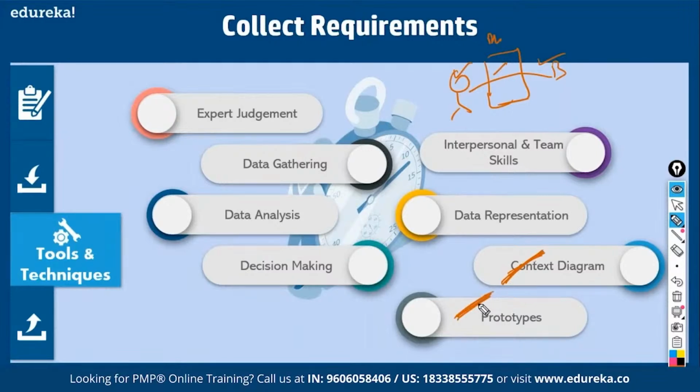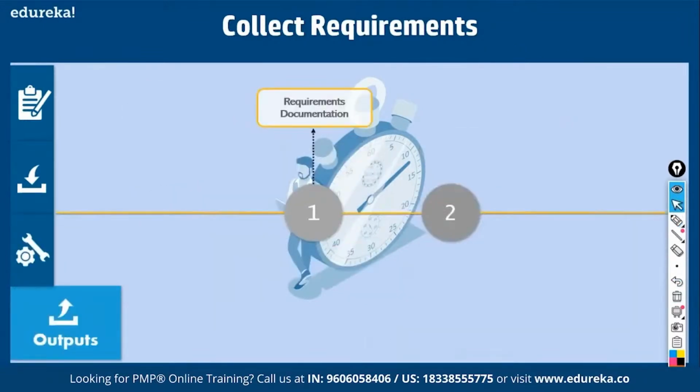Failures are quite common in product development, so you have to prototype. You have to fail early and learn early. A prototype could be a working prototype, non-working prototype, paper prototype, evolutionary prototype, any prototype. So these are all the ways in which you collect requirements. Then at the end of this process, we come up with requirement documentation.